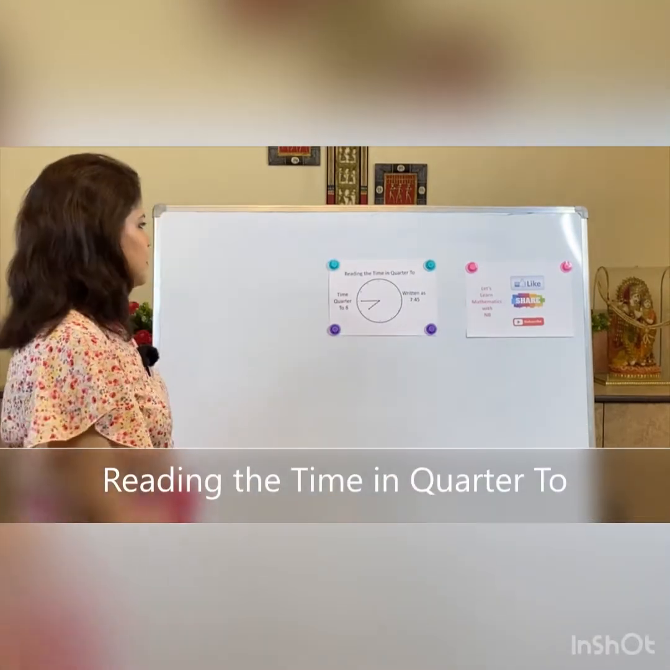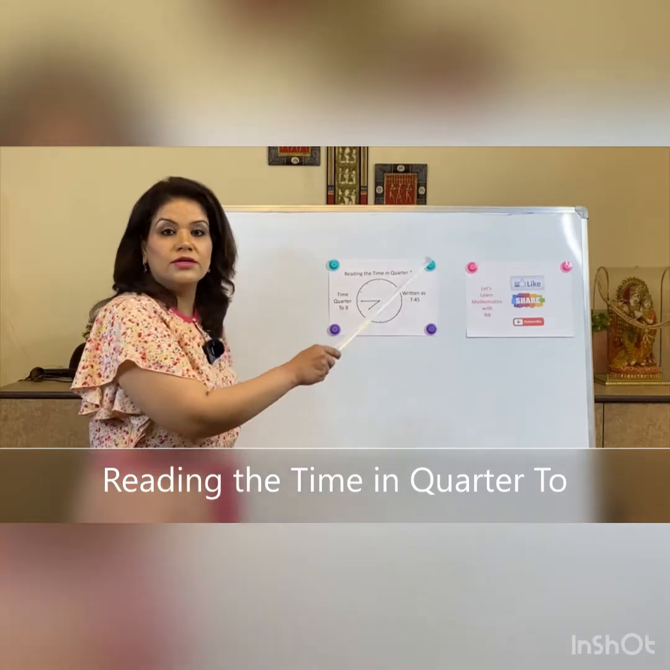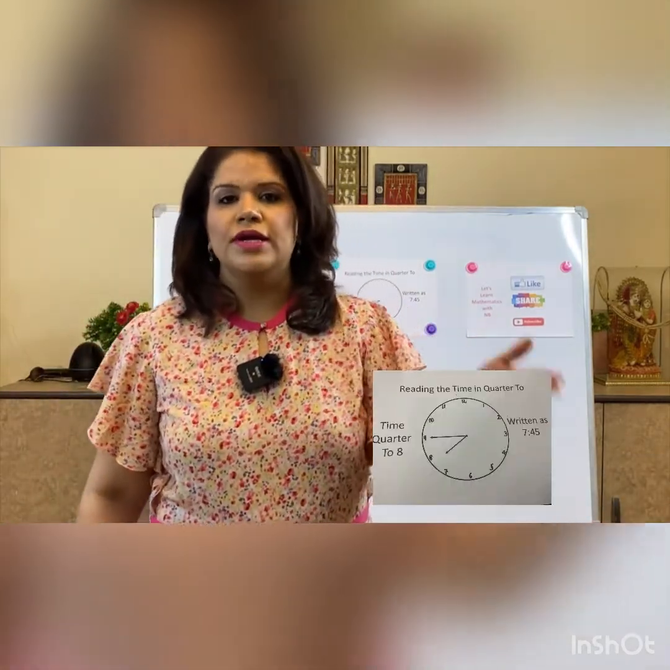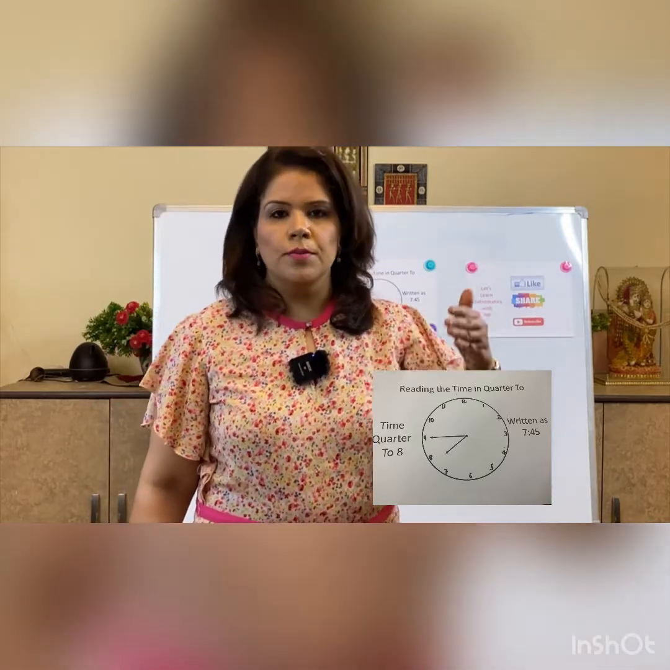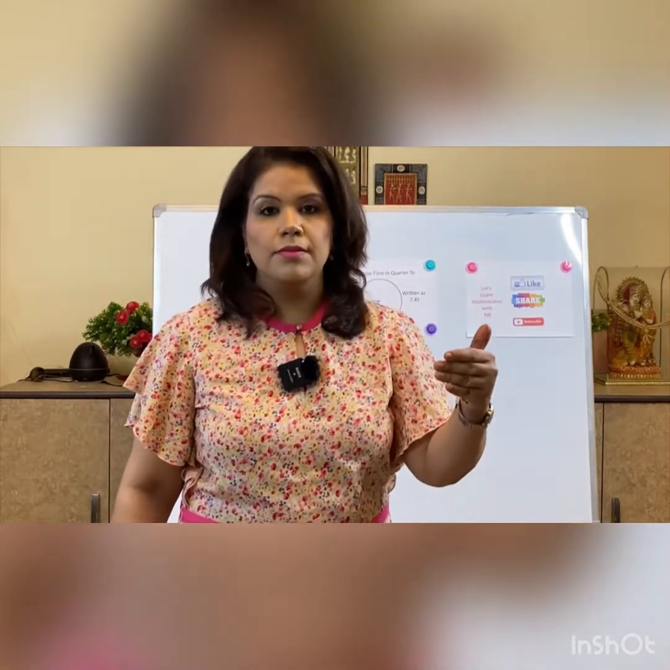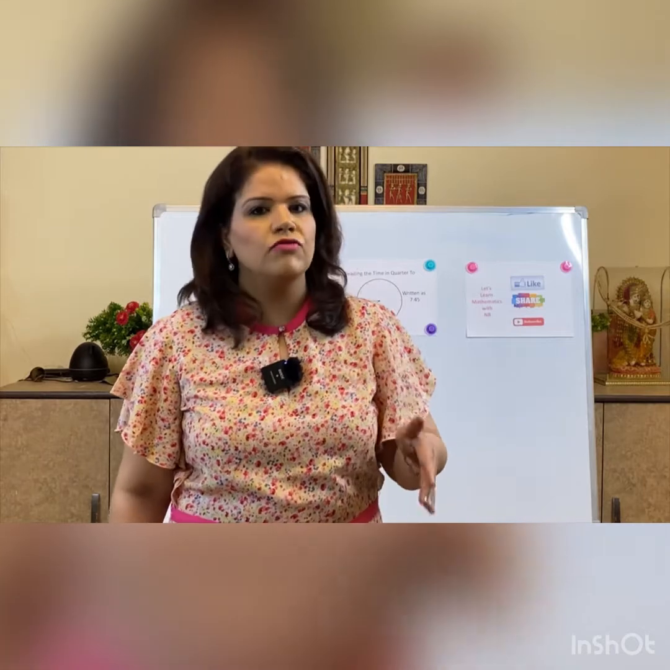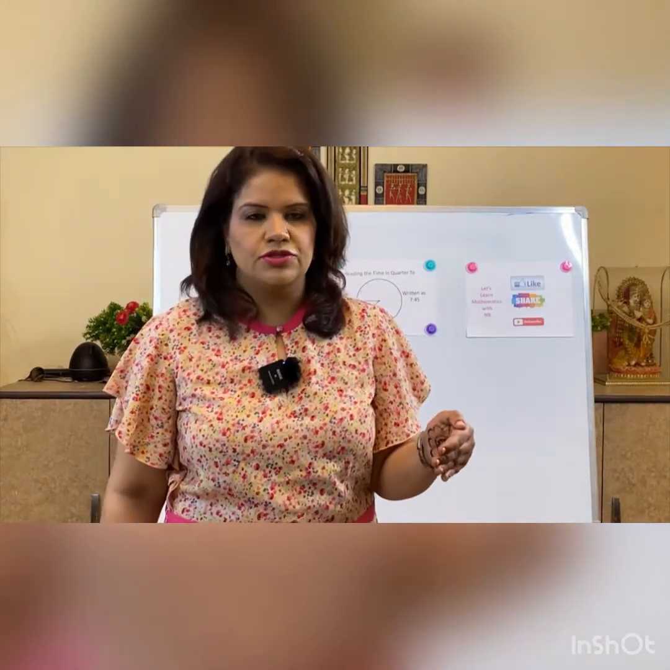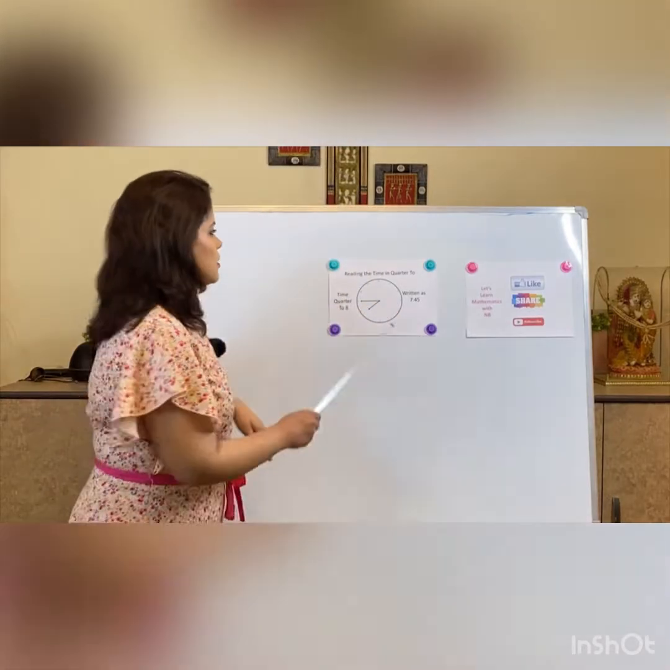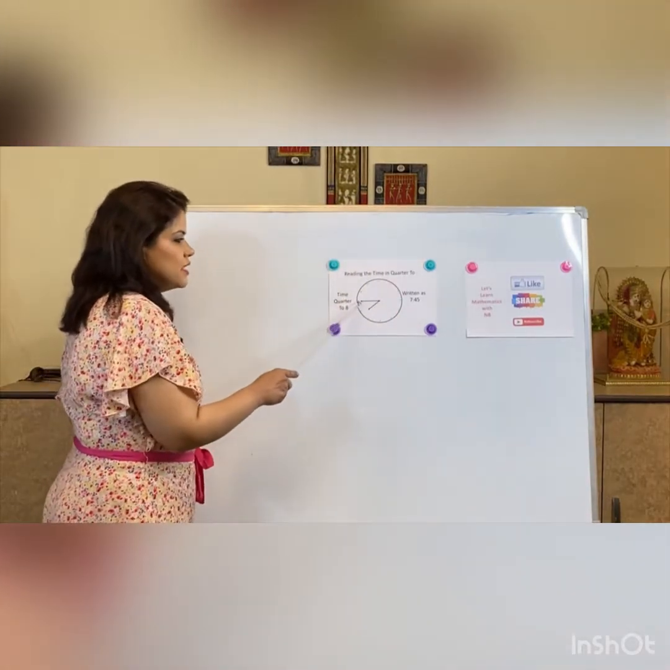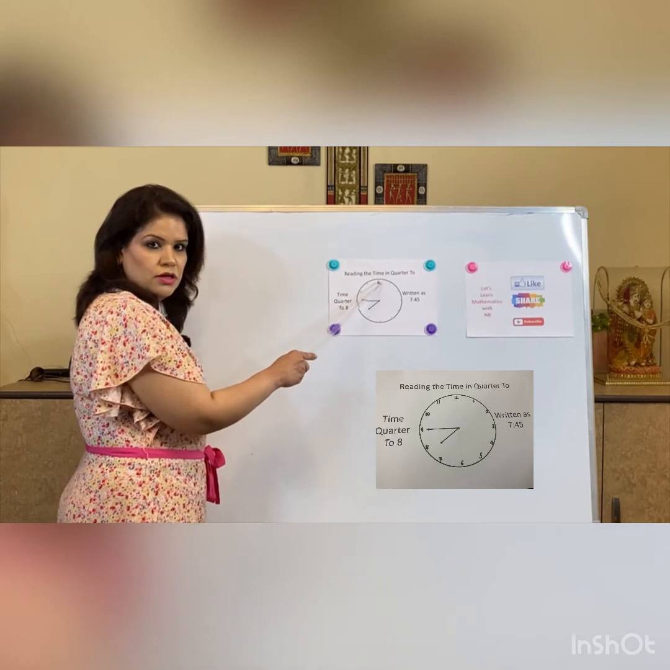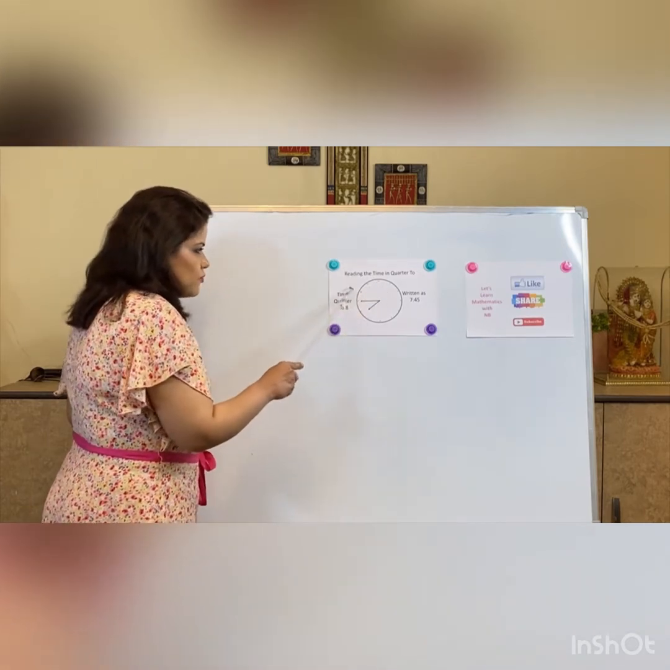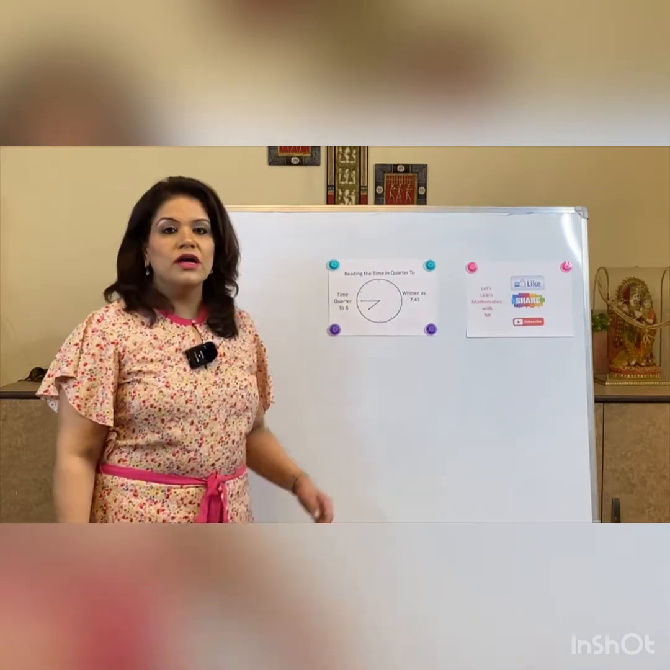Now I am reading the time in quarter to. Whenever we say about to reach, that means I am about to come. I am still on the way, but I have not yet reached my destination. Whenever we are using quarter to, that means the needle is about to reach the destination. So that's why from 9 to 12 we have the last quarter.